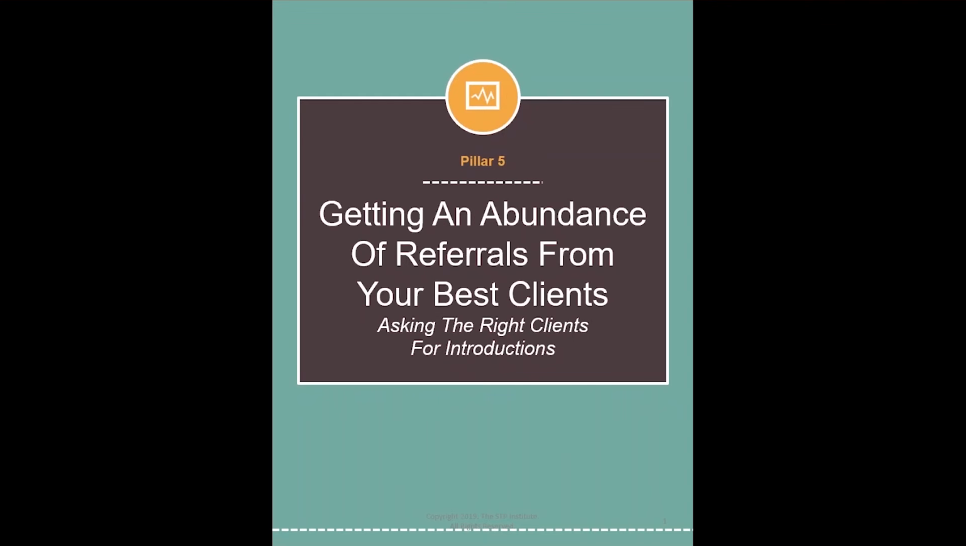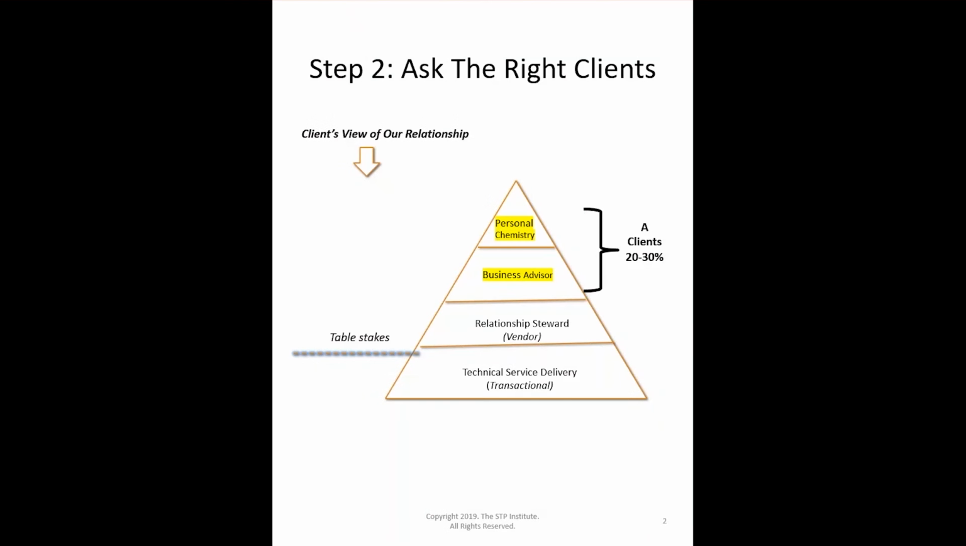All right, let's do the workbook exercise for step 2 in this process. As you remember when we talked about this in the training and in the book, you're really trying to identify those clients that are at those top 2 levels of relationship with you. Again, this is from their perspective. It's the value they attach to their relationship with you and your MSP.